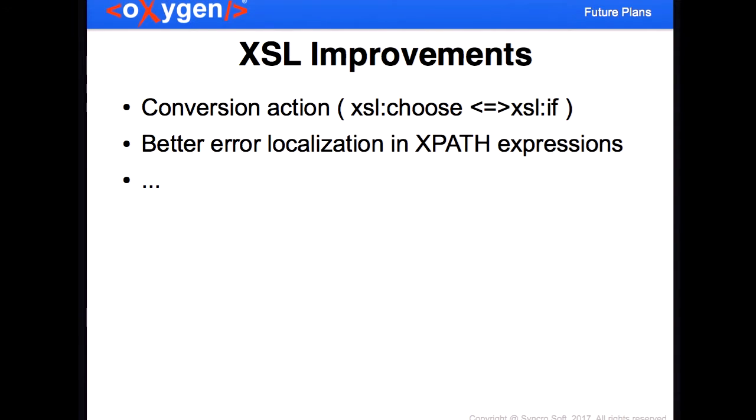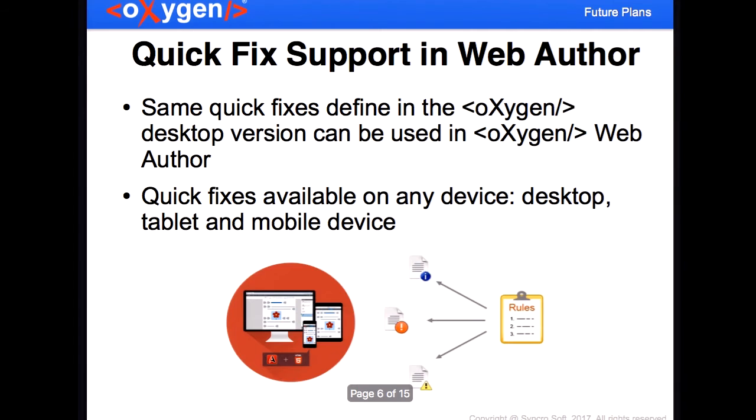Better localization in XPath expressions that comes from Saxon reporting. Yeah, and we call it the localization that now the report layer. So Schematron support also is one of the parts that we worked a lot on in oXygen. Really, we put a lot of work into that.